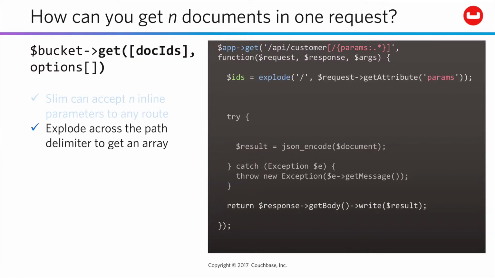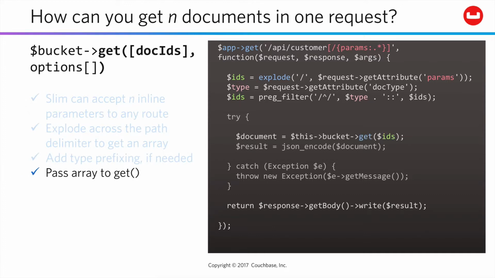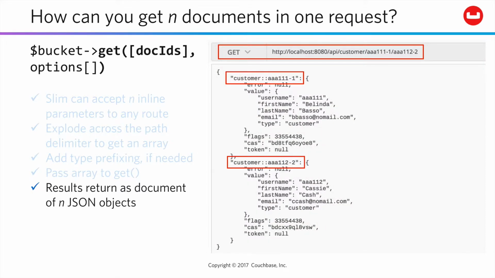route. Those parameters could then be exploded across their individual values, and then use relevant PHP to prepend your document type to each one of those and pass the resulting array to the get method. What you'll get back is a single document of a corresponding number of JSON objects, which you can then parse as appropriate in your client code.